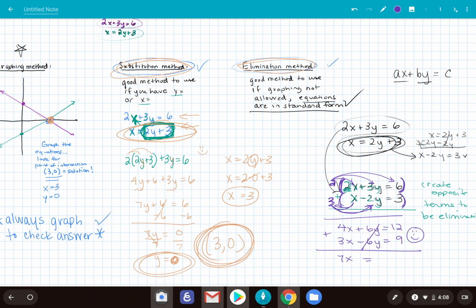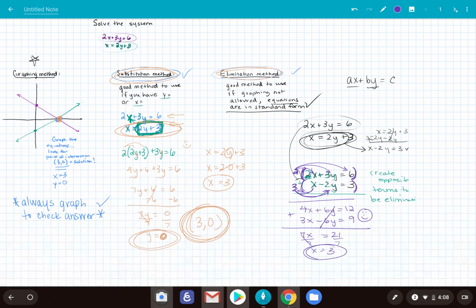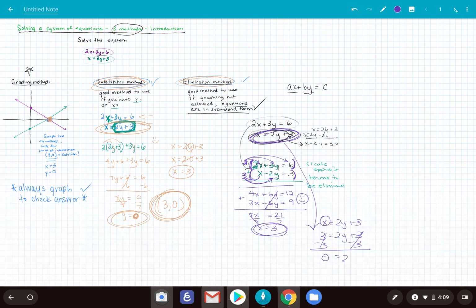So now I can solve for one of my variables. If I divide by 7, I'll get x equals 3. And now that you have a value for one of your variables, you can substitute this x equals 3 into one of your original equations. Let's take this one because it looks the easiest. x is going to be equal to 2y plus 3. I'm just going to substitute the 3 for this x value, and then I'll solve for y. 0 equals 2y, y equals 0.